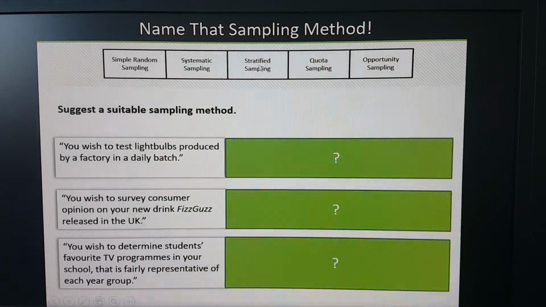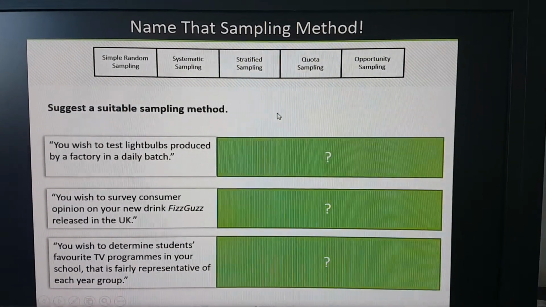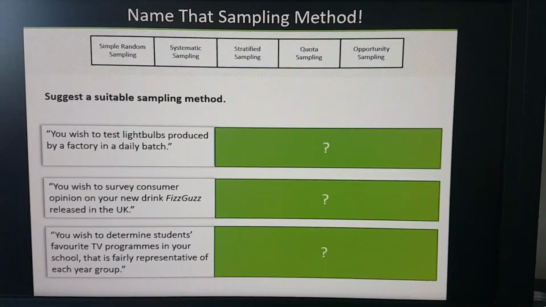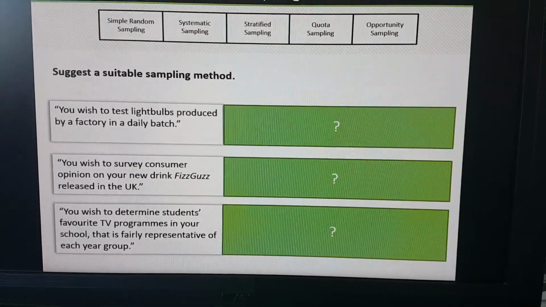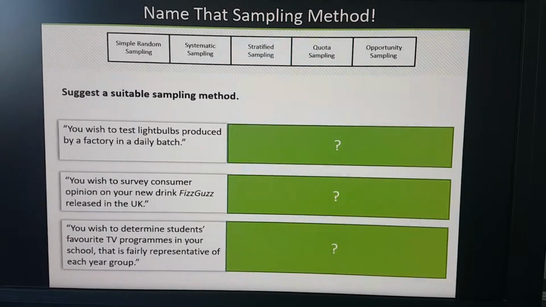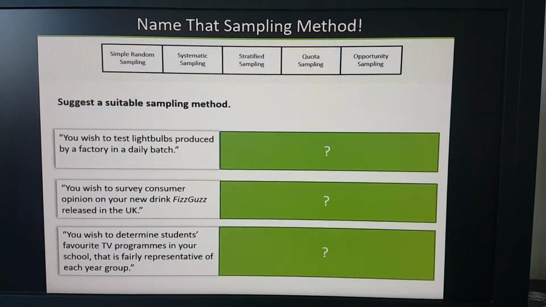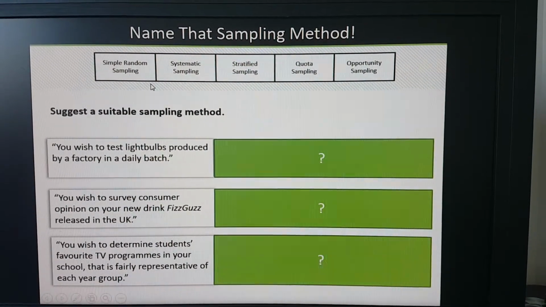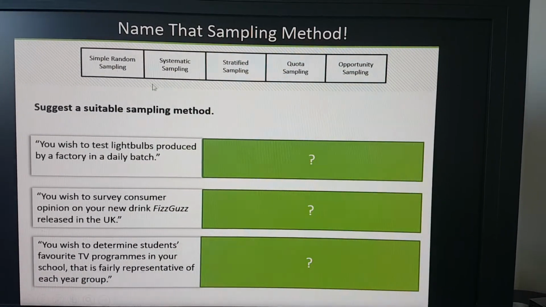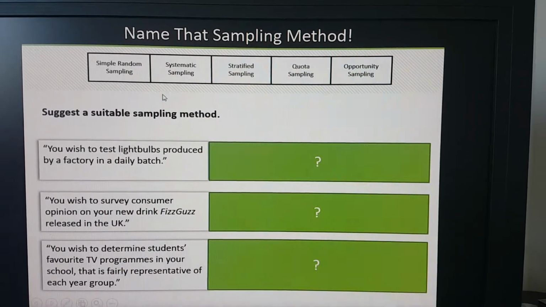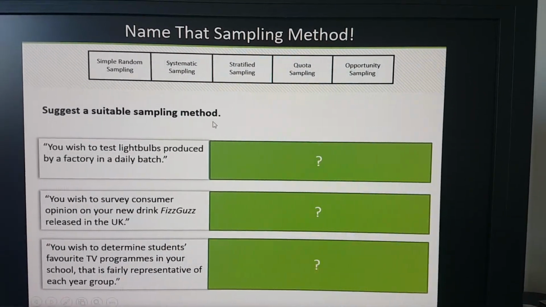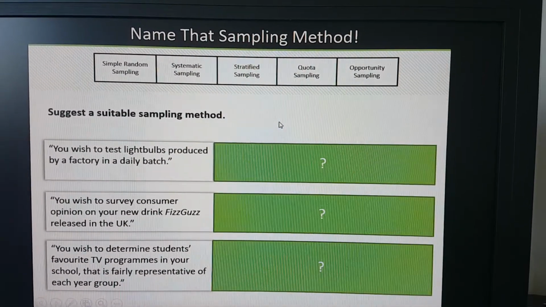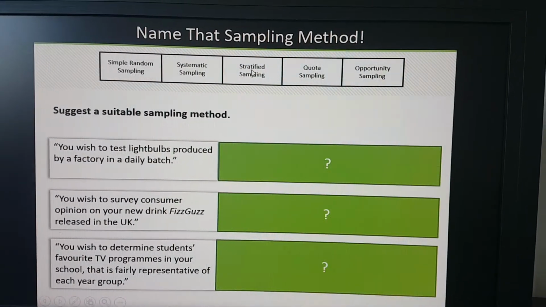Okay, this is an example. You just choose between simple random sampling, systematic sampling, stratified sampling, quota sampling, or opportunity sampling. They give you 3 examples, and then you see which one is suitable. Sometimes there is more than one suitable, so bear that in mind. But usually you need to decide first, is it going to be random or non-random? If it's random and it's already in groups, then 99% it is stratified.